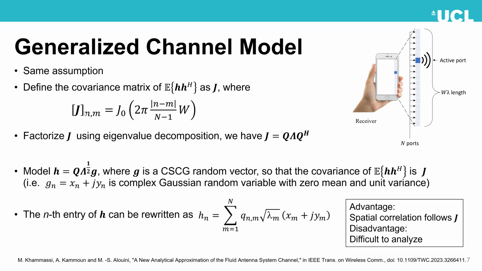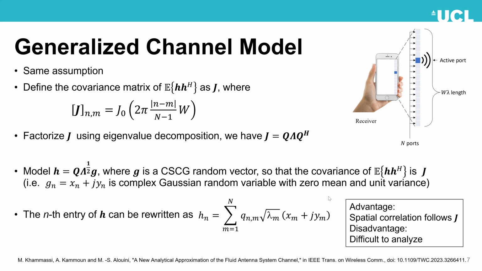Now, since J is a symmetric matrix, we can factorize J using the eigenvalue decomposition, and thus we have J equals Q times lambda times Q conjugate transpose. With the eigenvalue decomposition, we can model the channel using this equation here, that is Q times square root of lambda times G, where G here is a circularly symmetric complex Gaussian random vector. So this will make the covariance of H equal to J, right? Alternatively, we can rewrite the nth entry of H as this equation.